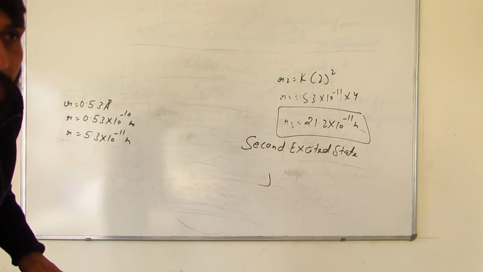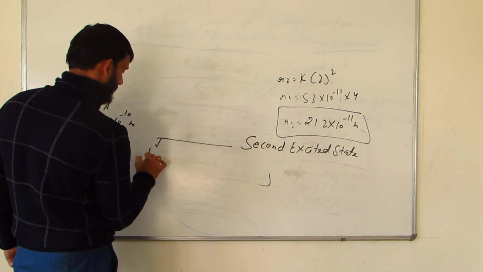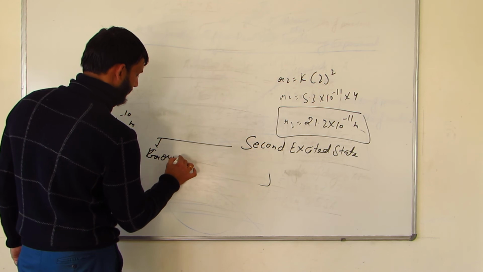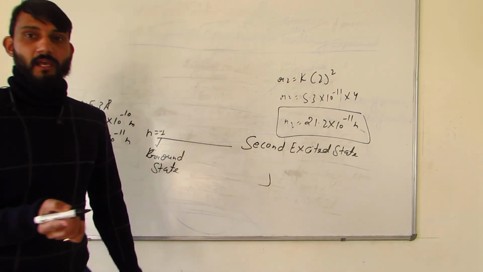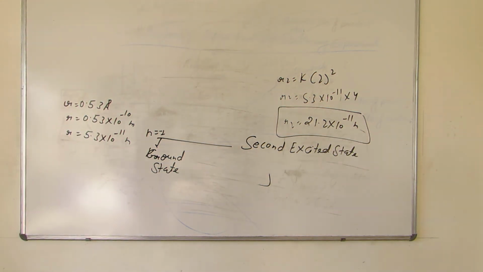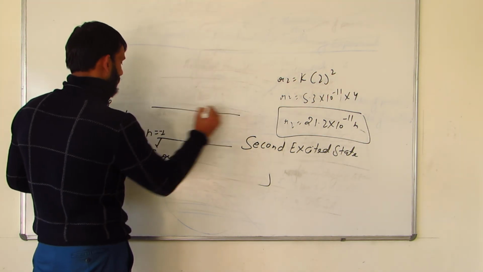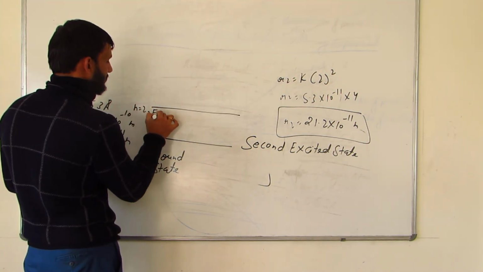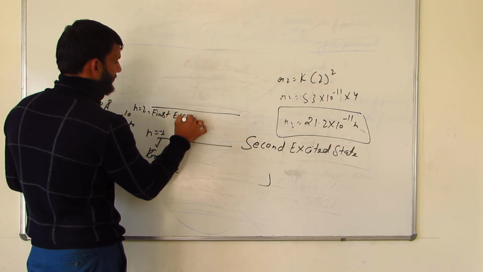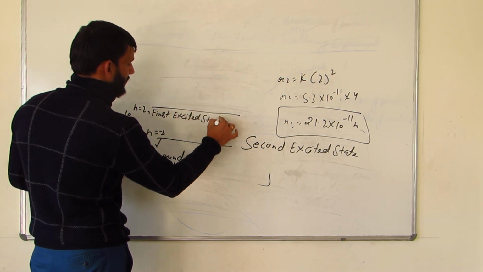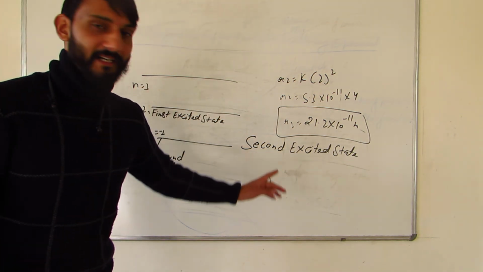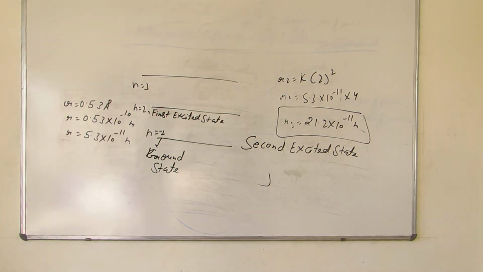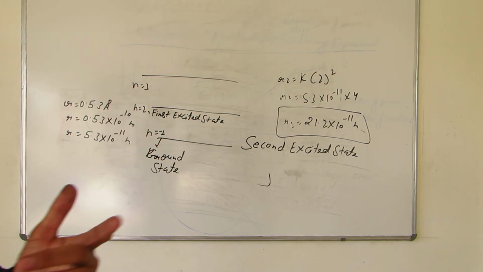Second excited state means that if we have here the ground state, this is the ground state. So this is n is equal to 1, ground state. First excited state is n is equal to 2. And then n is equal to 3 will be the second excited state. So second excited state is not n is equal to 2, but n is equal to 3. Similarly, third excited state is not n is equal to 3, but n is equal to 4.